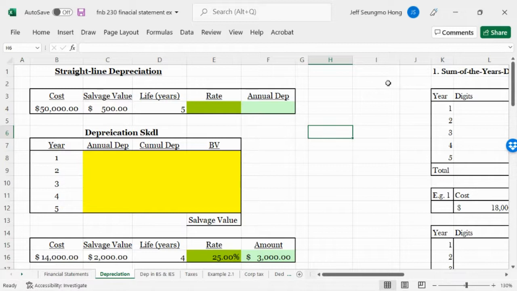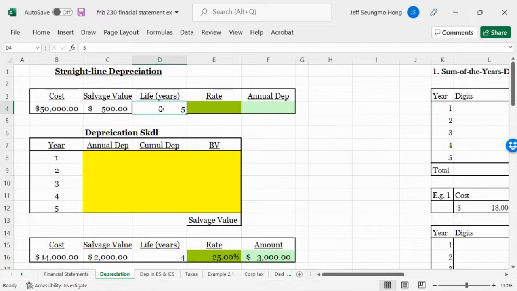So 500 is the scrap metal value. It's a piece of equipment. It's a car, production equipment, machine. Wouldn't it have like $500 scrap metal value? Yeah, so the salvage value is usually predetermined or zero. Okay, and most companies would want to put zero for the salvage value.